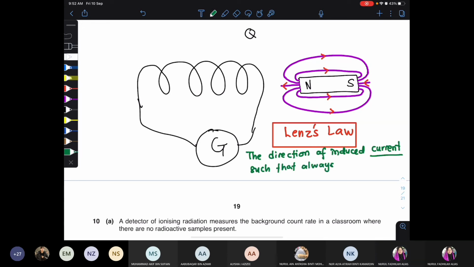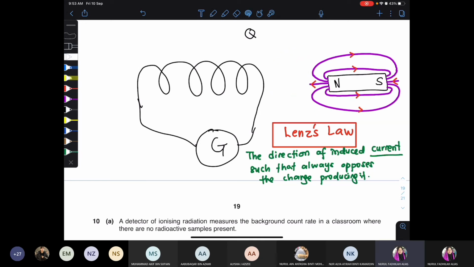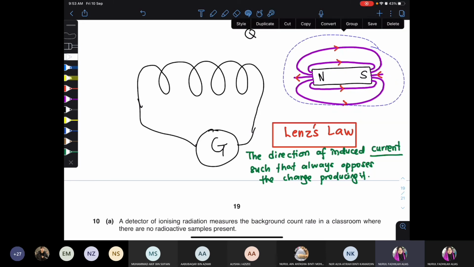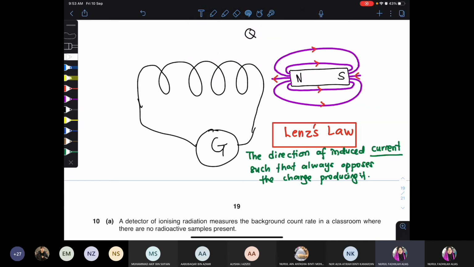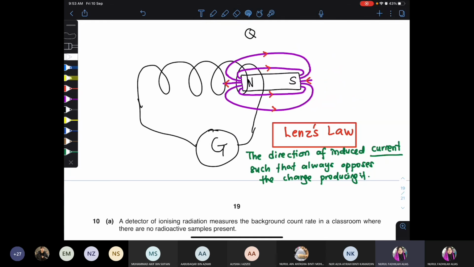always opposes the change producing it. Now, what is the change producing it? Okay, sekarang ni, apa changes yang you buat? You gerakkan the magnet. Sepatutnya magnet ni static macam tu, but you do some changes. You push it, awak masukkan dia ke dalam.